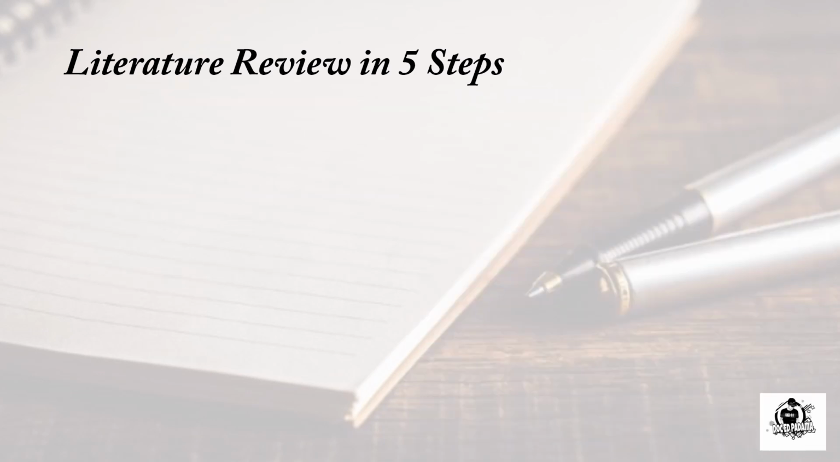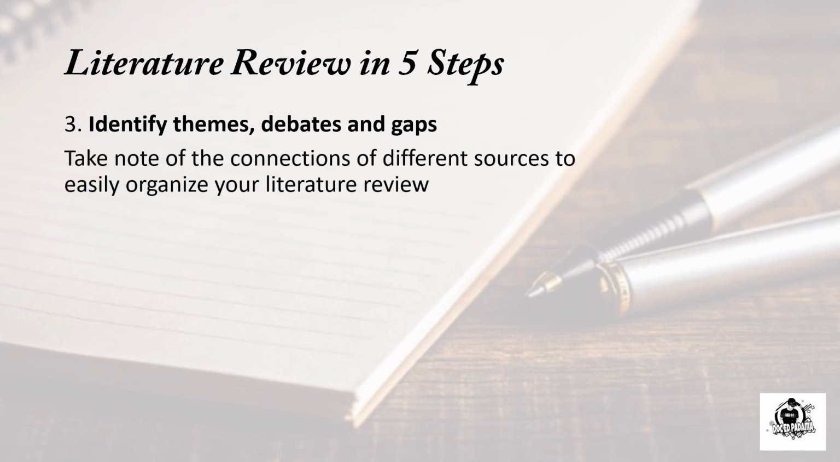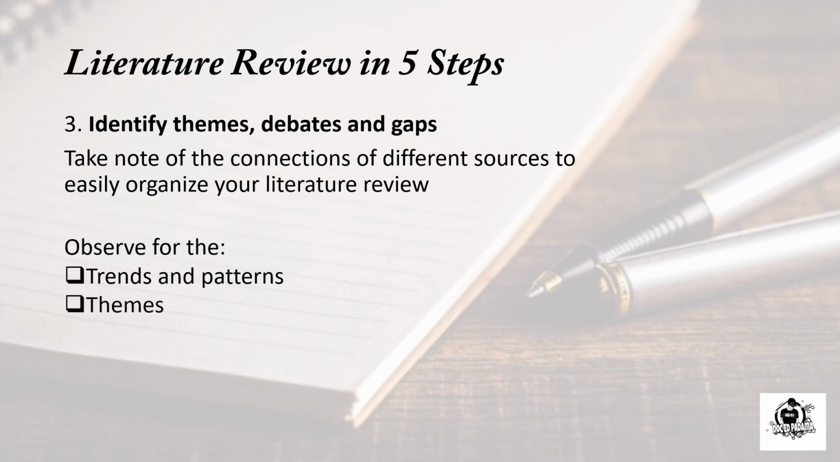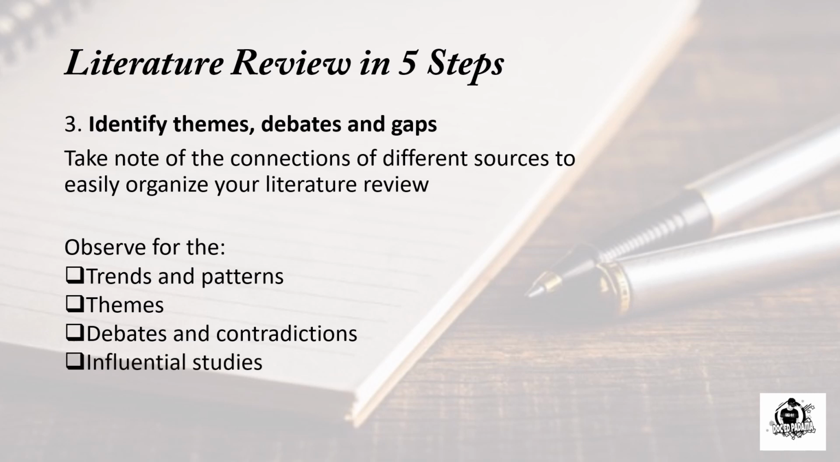Okay, the next steps 3 and 4 are organizational strategies that you can use in order to easily locate and relate your resources to your research. Step 3 is to identify themes, debates, and gaps. So take note of the connections of different sources to easily organize your literature review. You observe the following trends and patterns that are repeatedly occurring in the references that you encounter, including the theme, debates and contradictions from one reference to another reference, influential studies, gaps.